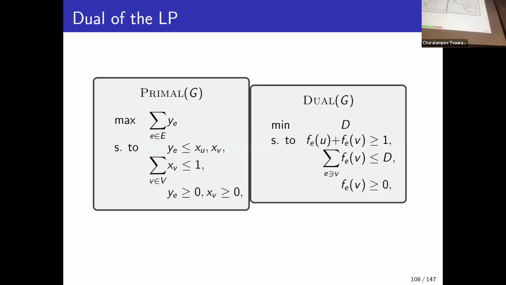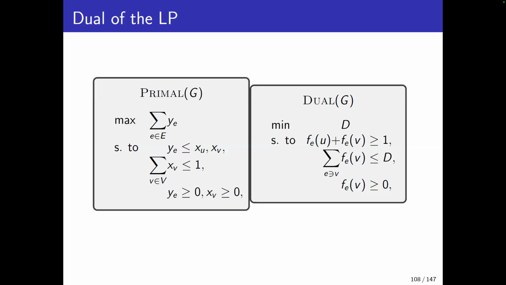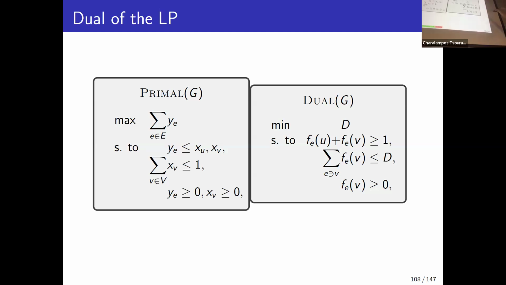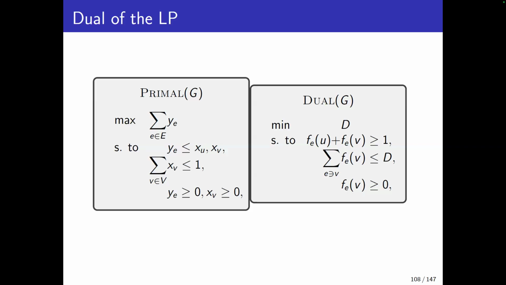Okay, so the dual is always lower bounded by the primal, and if you see the dual, it says minimize variable d subject to f. You have some variables related to the edges. So every edge has some load, and you want to split the load of an edge to u and v. The load of each edge is lower bounded by 1, and your goal here is to minimize d, where the load that any node v takes from its incoming edges is upper bounded by d.